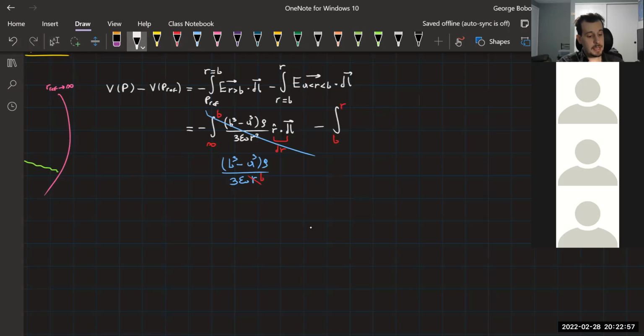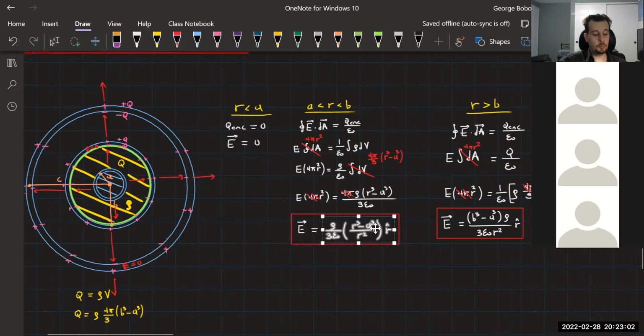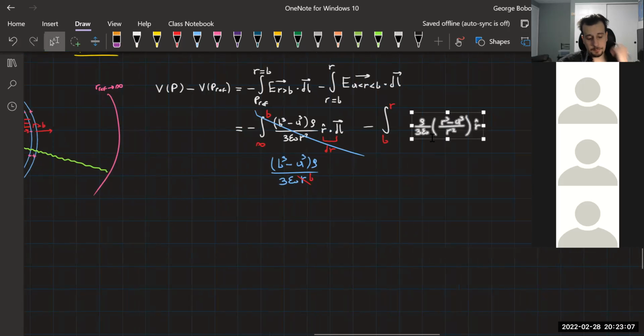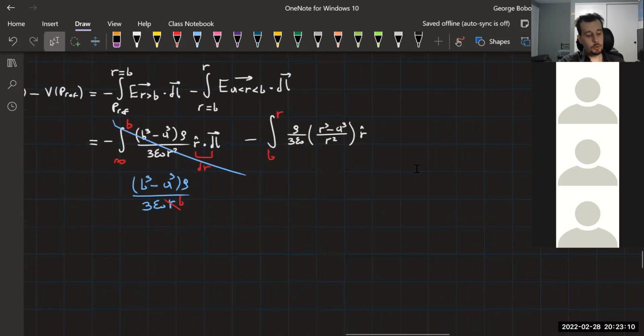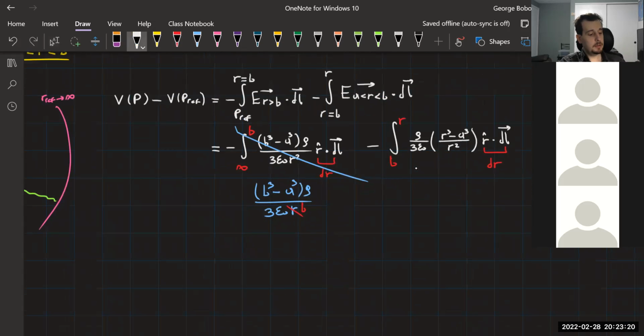The electric field between A and B is this one over here. We have everything nice and organized to integrate, so I'll put it in. We're dotting this with dl again, and this invites a dr. Now, on the left-hand side, the position of P is defined by little r. The position of P reference is infinity. The voltage at infinity is 0 by definition. So we have this remaining.